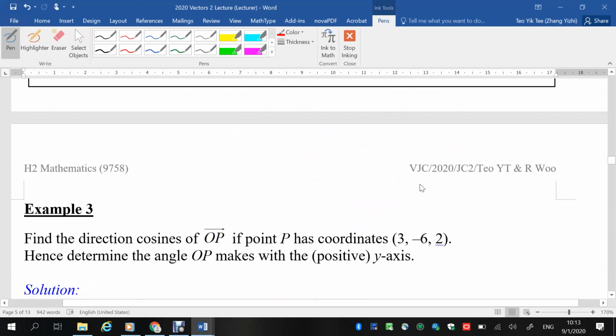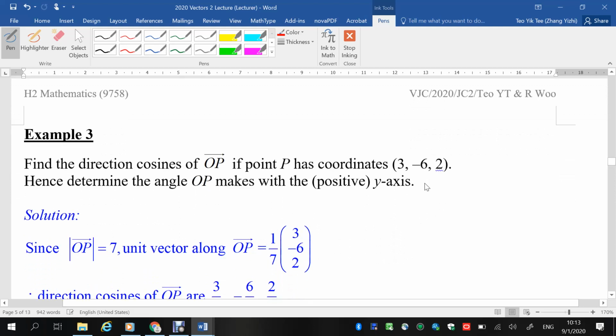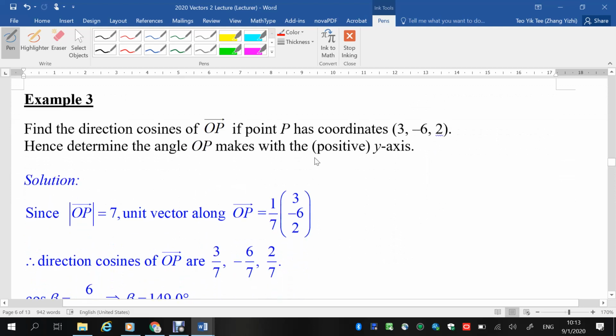Yeah, let's try a little bit. Find the direction cosine of OP if P has coordinates 3, minus 6, 2. So take down this section.